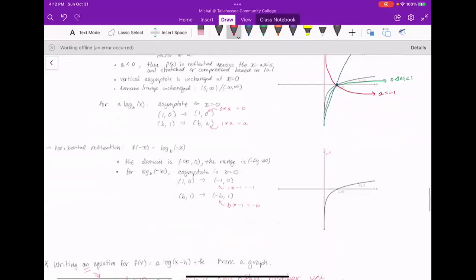For a horizontal reflection, that means that I have a negative inside of the parentheses. The number inside of the parentheses is called the argument. So the argument of my function is negative. If that happens, I'm flipping over the y-axis.